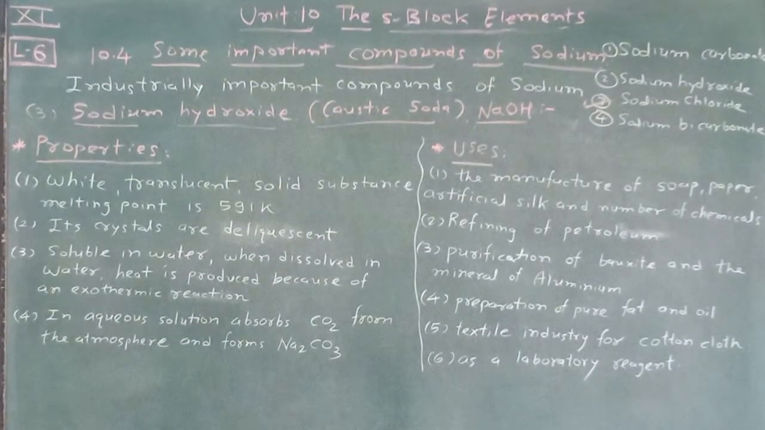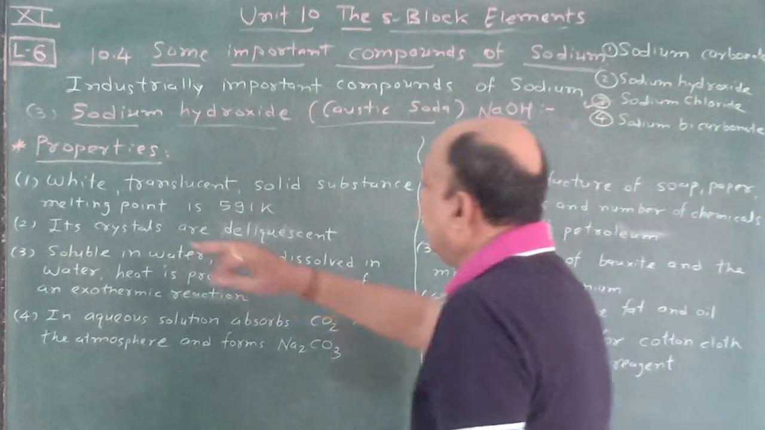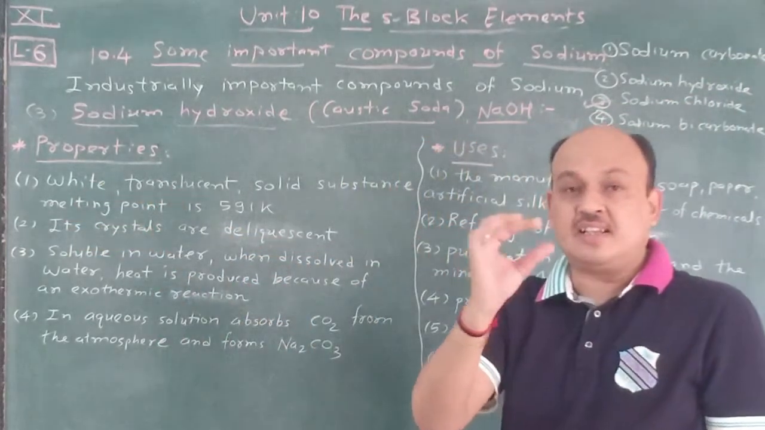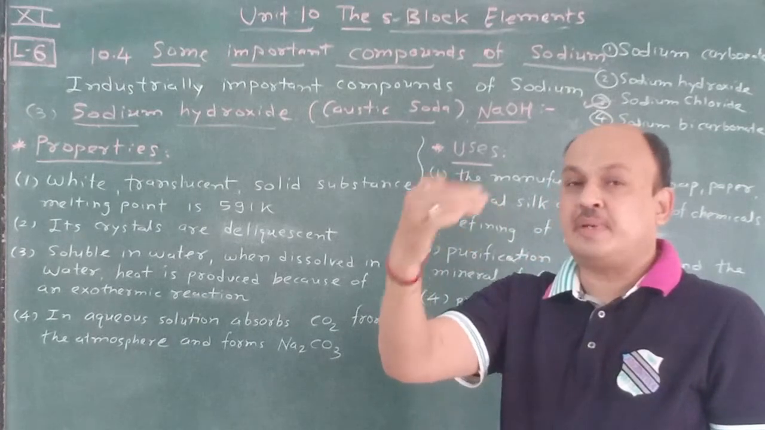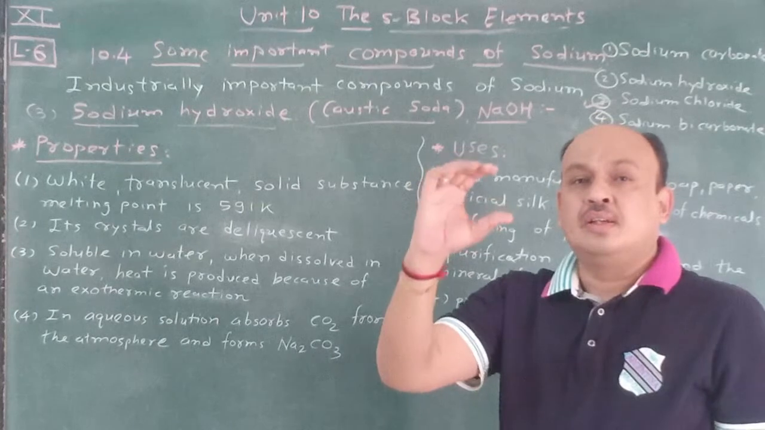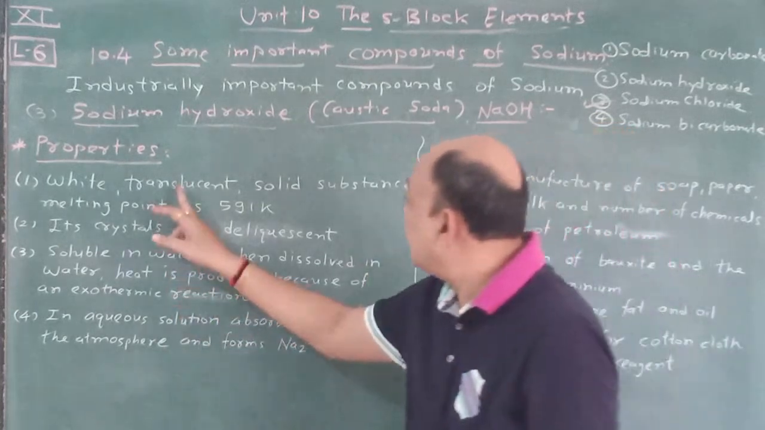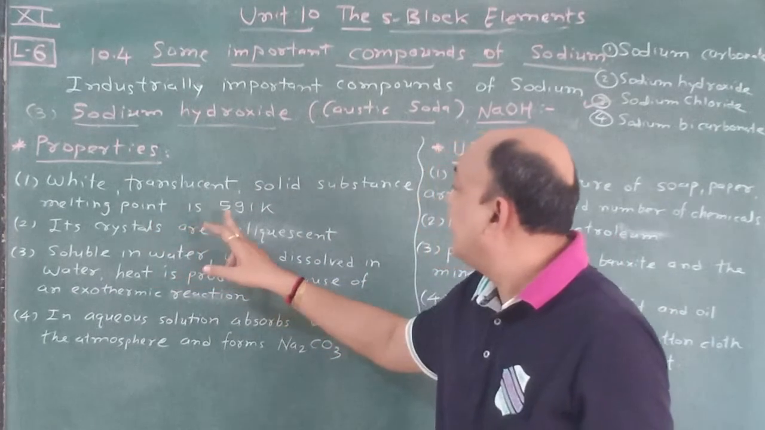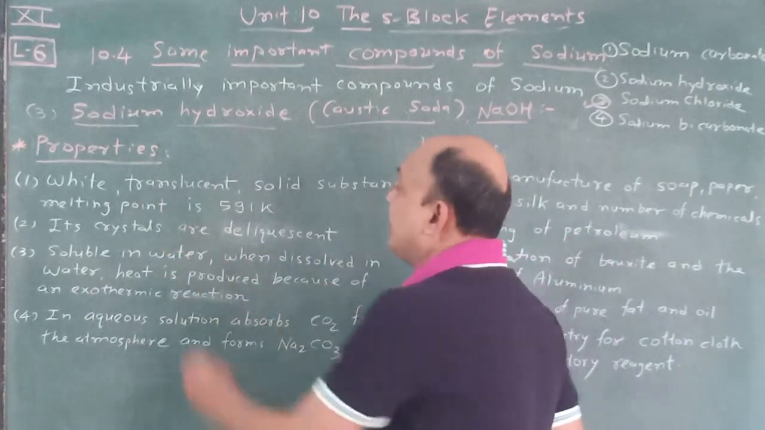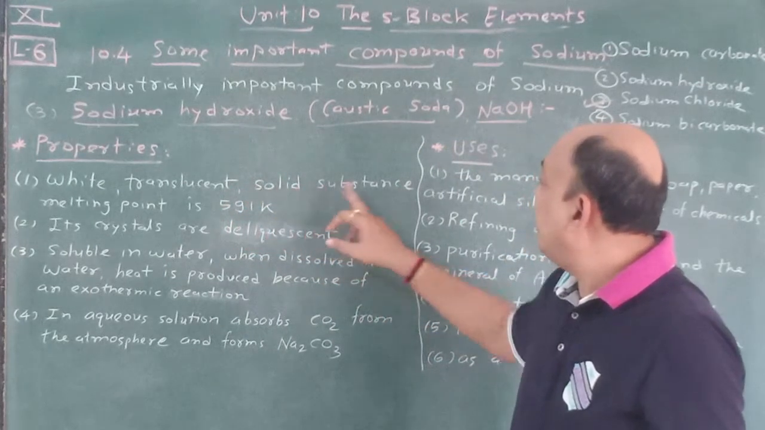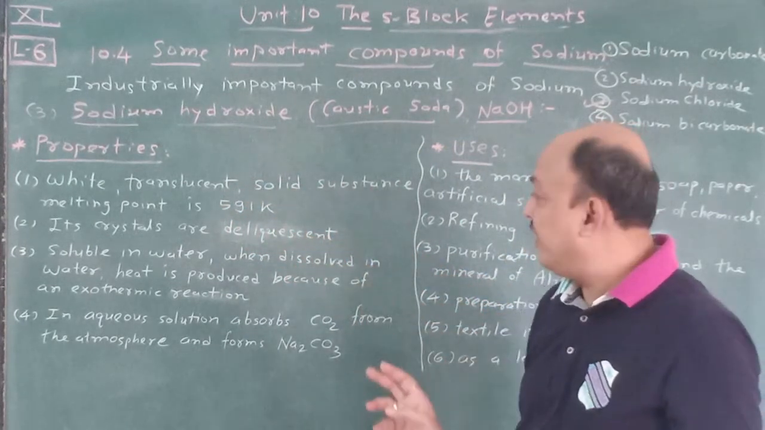Okay, now here, sodium hydroxide properties. It is white, translucent, in pellet form. Translucent means light is not fully passing through, so we cannot say it is transparent, just like glass. So it is a white translucent solid substance with a melting point of 591 Kelvin.